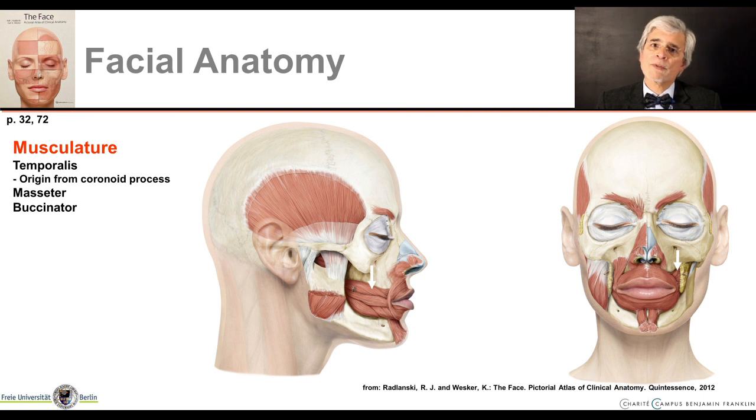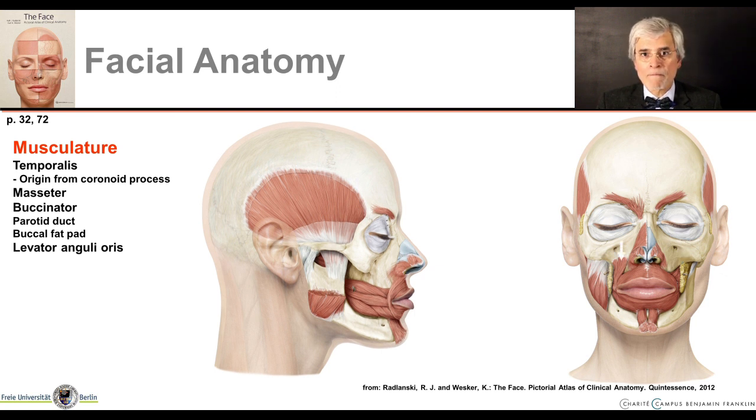And because most of the masseter muscle has been removed, we can now also see the buccinator muscle disappearing medially and posteriorly behind the mandible. And here, still shown for orientation, the parotid duct. Now that the masseter muscle on the left side is completely removed, the extension of the buccal fat pad becomes visible once again. And for the first time, we can now also see the complete extension of the area of origin of the levator anguli oris muscle from the maxilla.